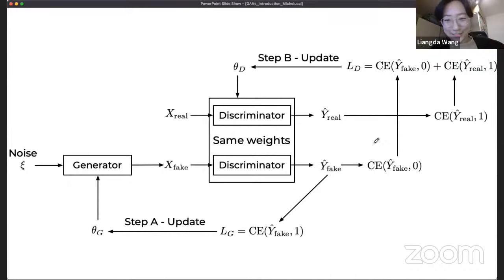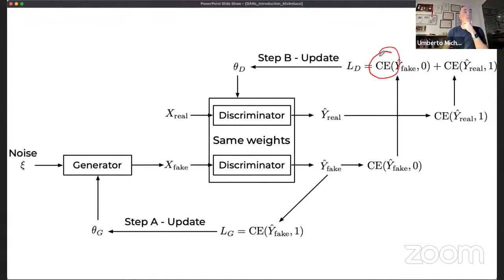Sorry to interrupt you again, we have a question in the chat. What is the loss function for the discriminator of a conditional GAN? It checks both real and fake as well. It's always the same. You can use the cross entropy.